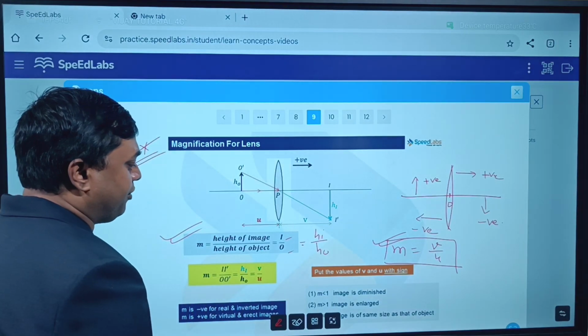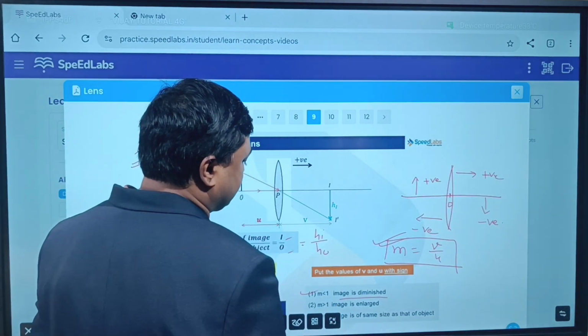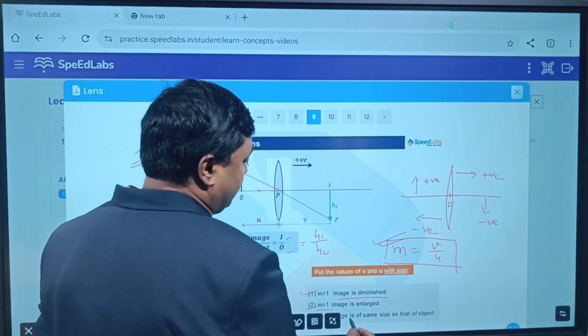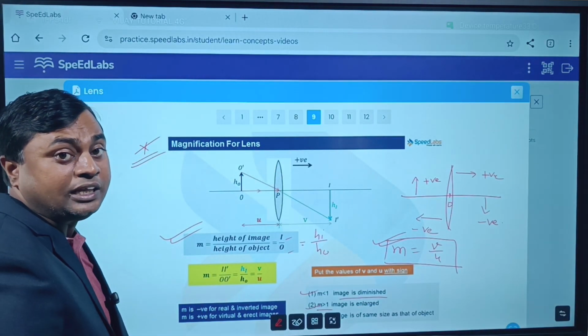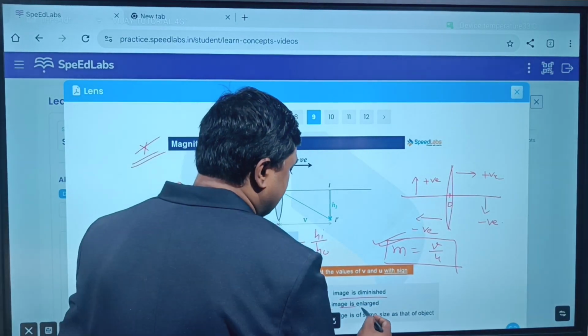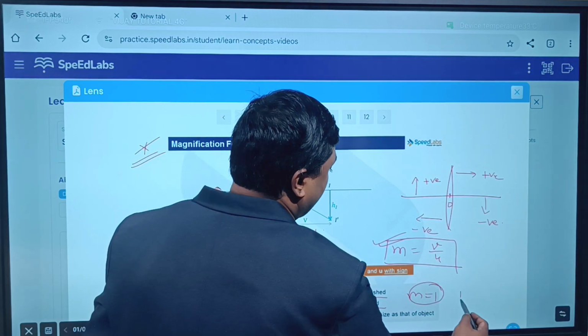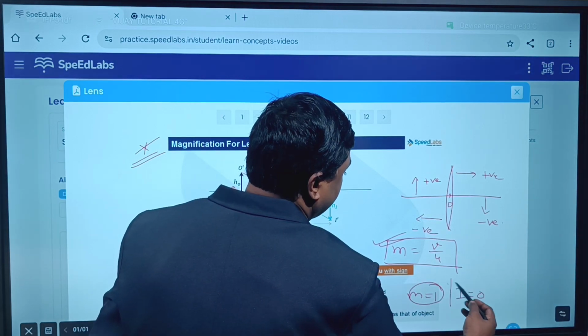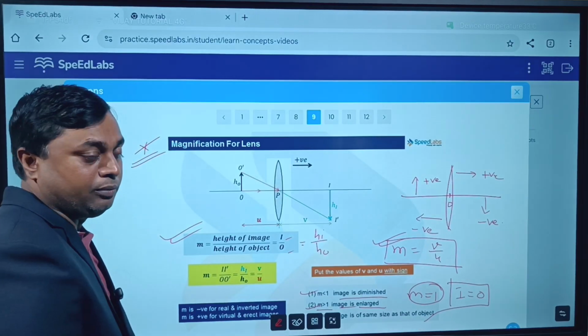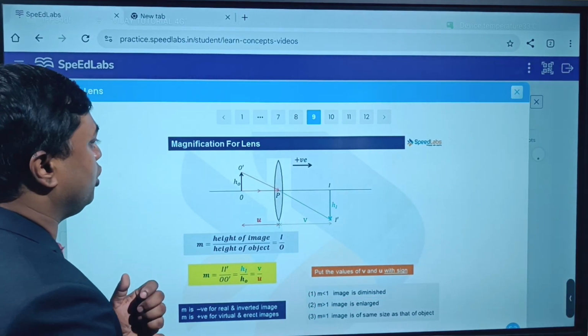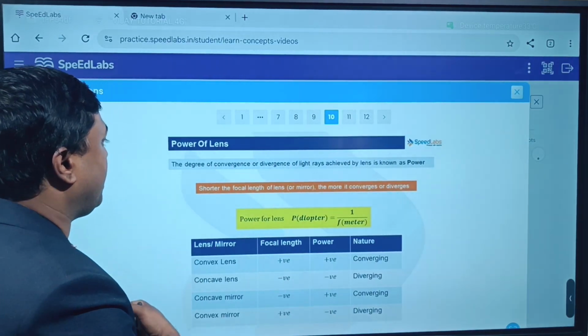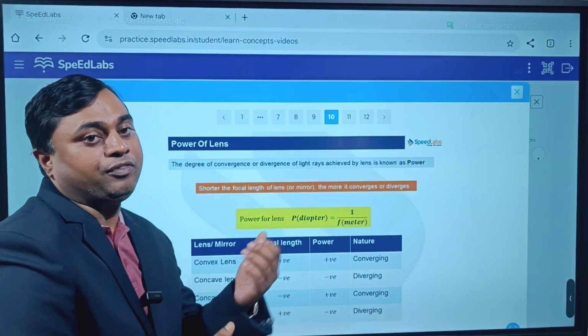Remember one thing, if magnification is less than 1, image is diminished. Magnification greater than 1 means the size of the image is more than the size of the object, so we can say the image is enlarged. And magnification equal to 1 means the height of the image and the height of the object are both the same. Yes or no? So three things you should remember. We can solve the numericals based on this lens formula and magnification of lens.